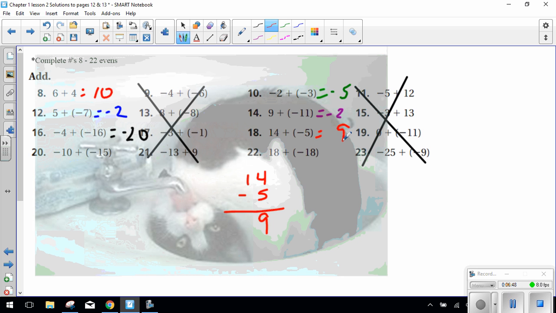And now I'm going to look and see who will give me a bigger absolute value, the 14 or the 5. So since 14 is positive and it gives us a bigger absolute value, my answer stays positive.